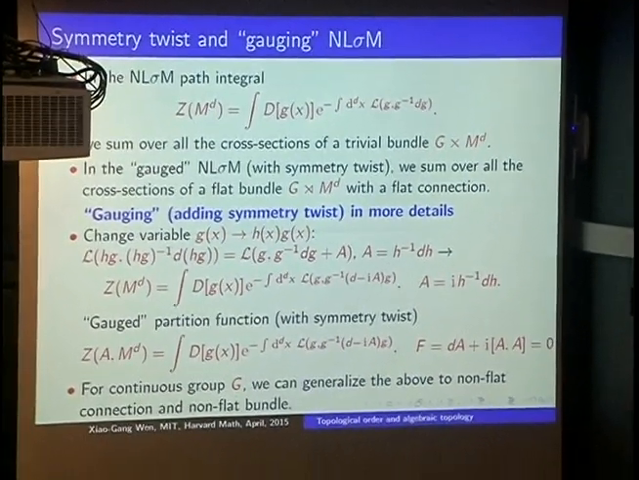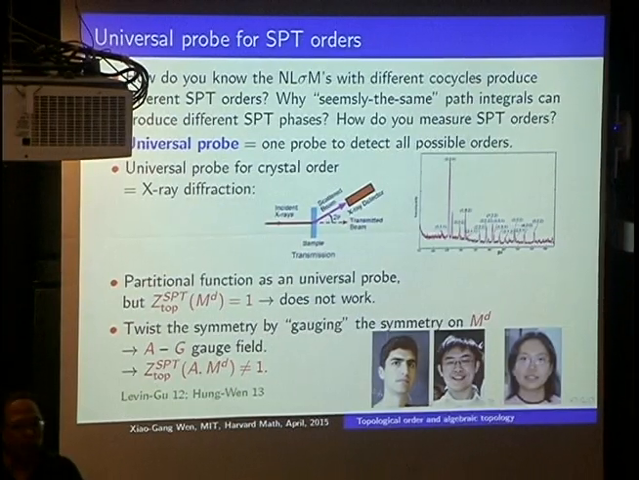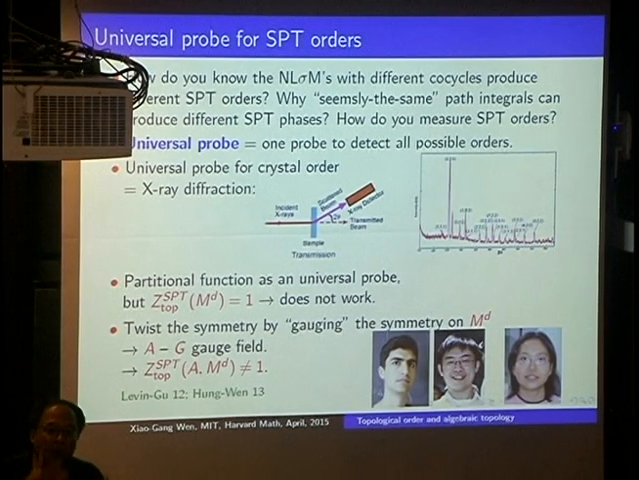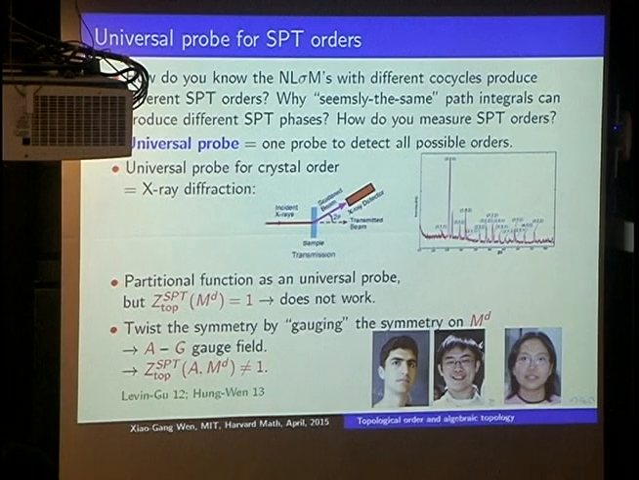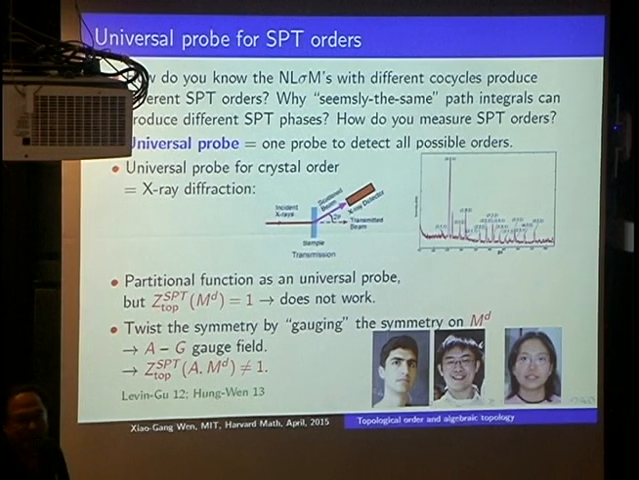So here the trouble is that we construct a lot of models. For every group cocycle I can construct a model. But how do you know the different models actually belong to different phases? They may all be in the same phase because by design they are very similar. So therefore we are hoping to find a topological invariance to show they are in different phases. But we cannot use the partition function because they're all equal to 1, up to the volume. At the most you get some volume term, otherwise equal to 1.